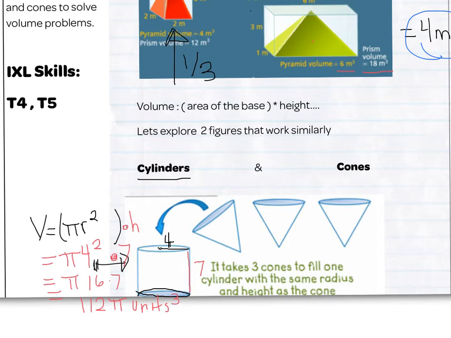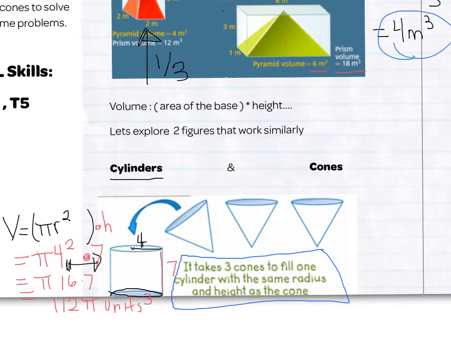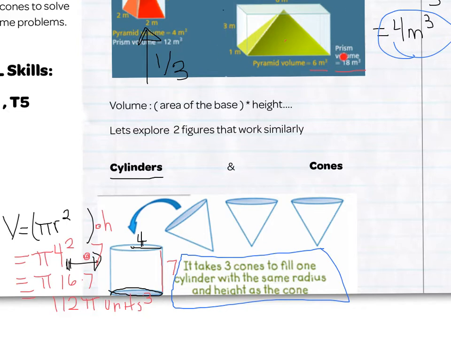So now I want you to think about something else. You want to read this with me here. It says it takes 3 cones to fill a cylinder with the same radius and height as the cone. So think back to our pyramids. Remember, we'd have a pyramid, and there one is right there. The pyramid's fitting right inside of that prism. And remember, it's 3 of these that can actually fit in there. Same idea is happening with the cones. 1, 2, 3 of these it will take to fill up this actual cylinder to the top.